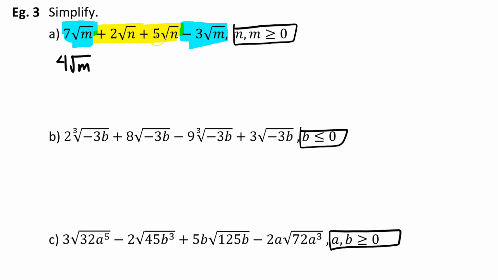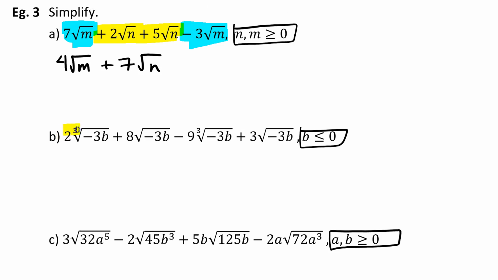2 root n plus 5 root n is going to be positive 7 root n. And we don't have to worry about defining where it exists, because we have that definition right there. All right, so now we have another example.